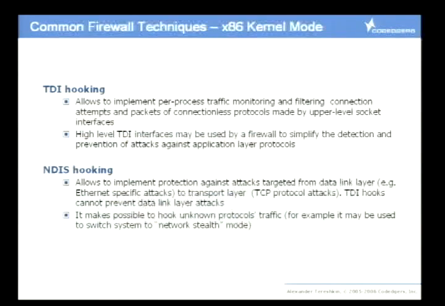All common firewalls hook TDI and NDIS now. They hook TDI to get the process name or the context of the process which tries to get network communication. And they hook NDIS in hope to protect from rootkits or to protect from attacks targeted from the data link layer to the transport layer, because TDI hooks cannot prevent data link layer attacks.